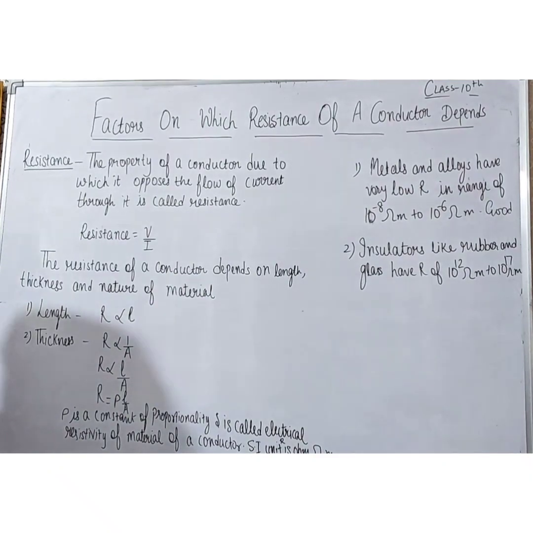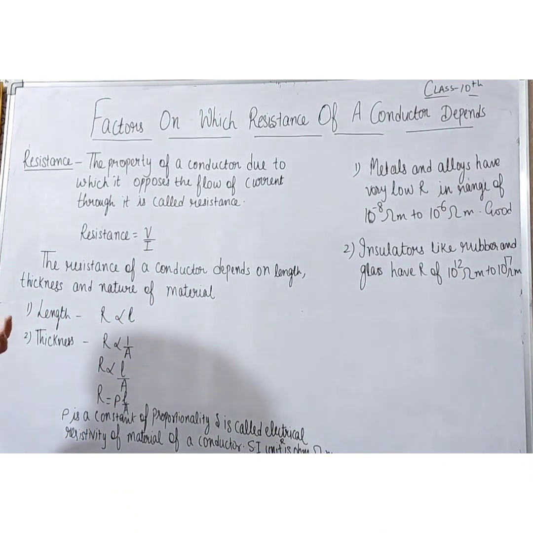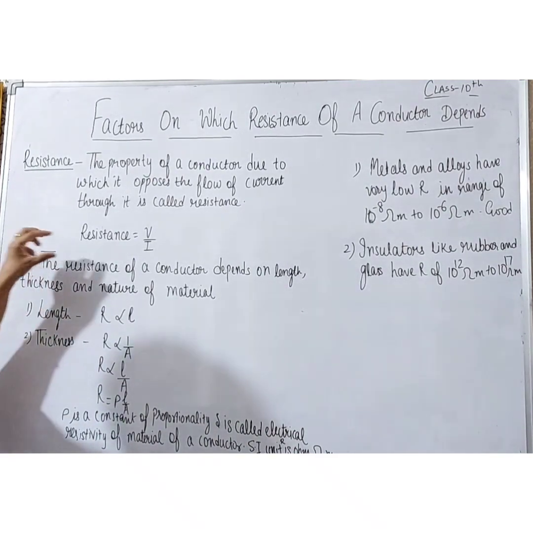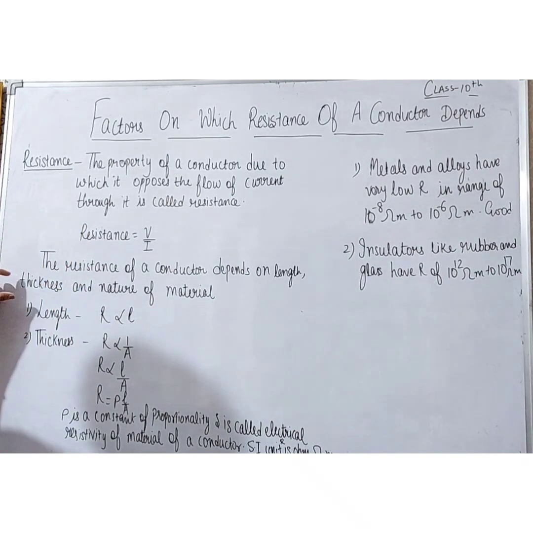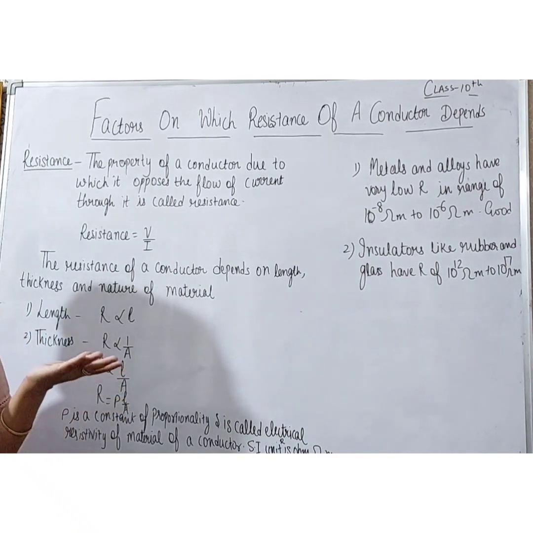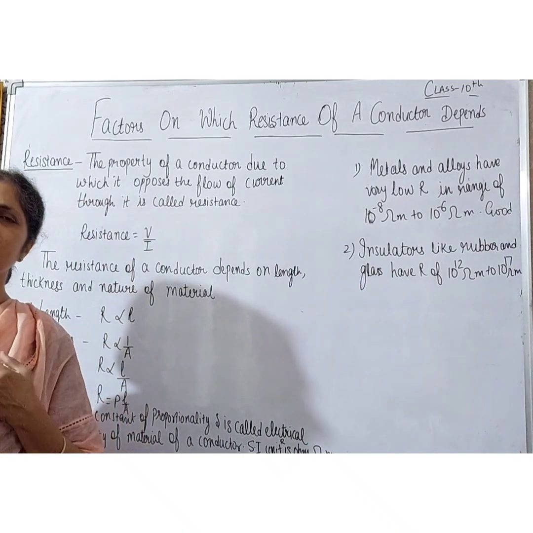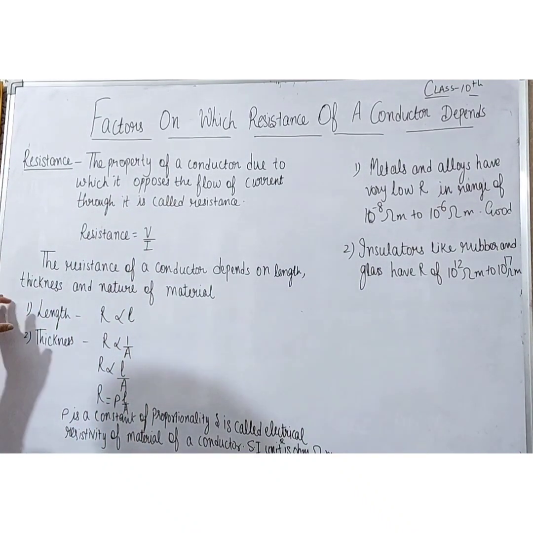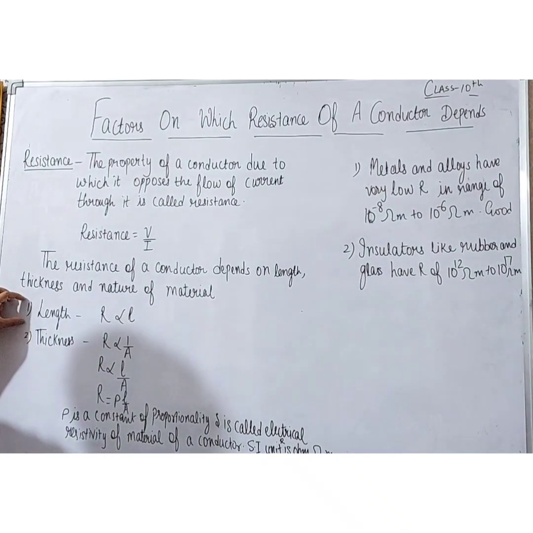Now students, we will discuss the factors on which the resistance of a conductor depends. The resistance of a conductor depends upon many factors like length, thickness and the nature of the material. Right students? It depends upon the length, thickness, nature of the material and also on the temperature. Now we will see step by step about these factors. The first factor is the length. Resistance is directly proportional to the length of the material.